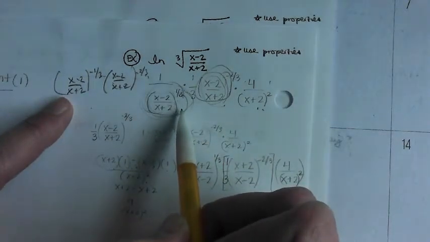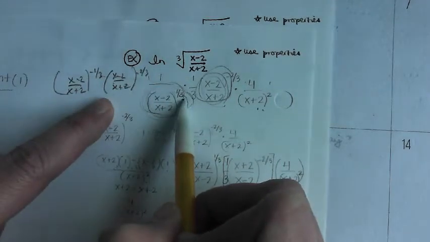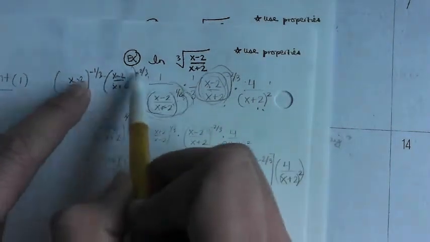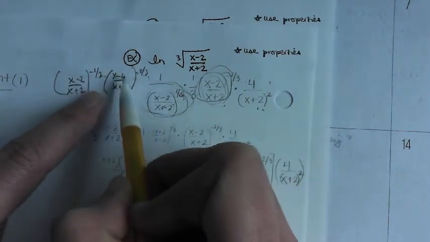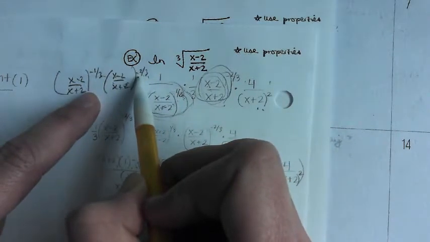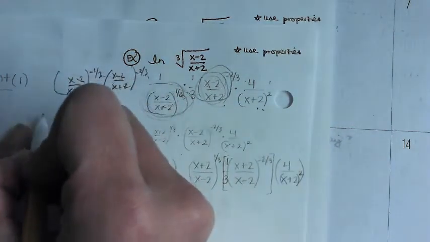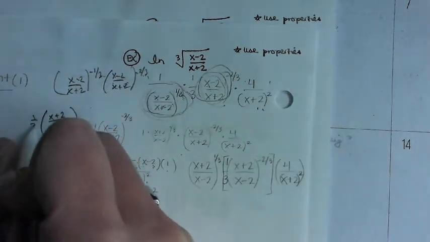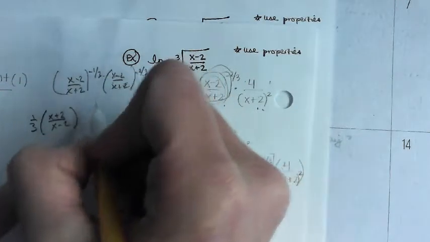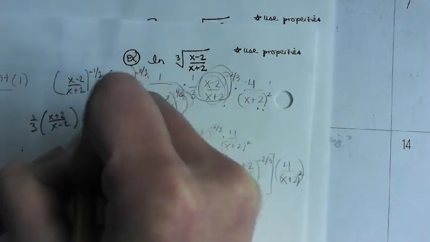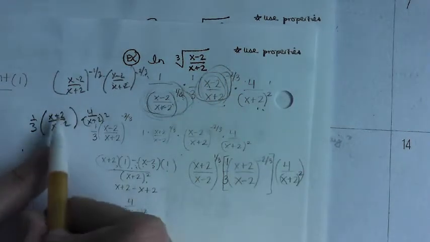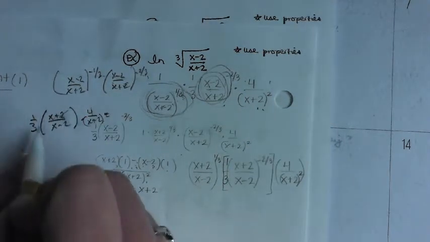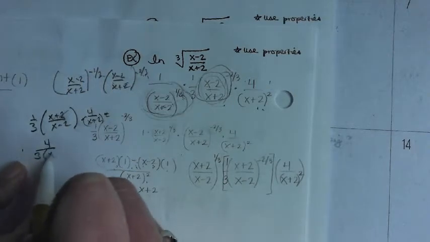What's that? This 1/3 here? Oh, I'm not there yet. I'm just talking about these two. Will essentially become this to the negative first power. And when you raise a fraction to the negative first power, it just reciprocates it. So all of that would just be x plus 2 over x minus 2. Yes, the 1/3 is out in front, and this is just 4 over x plus 2 squared. So this one will cancel with one of those. So it'll just be 4 over 3 times x minus 2.